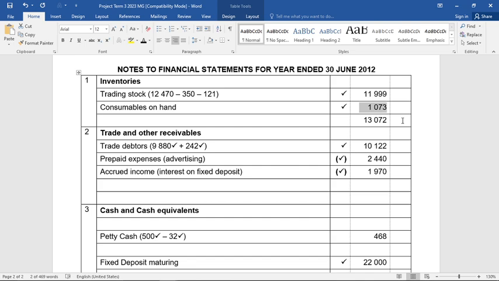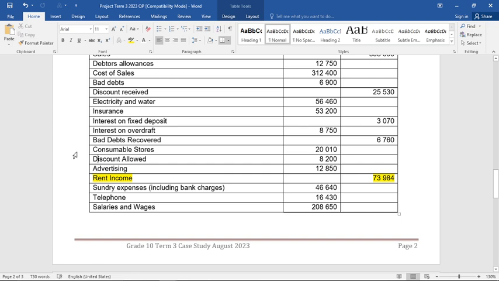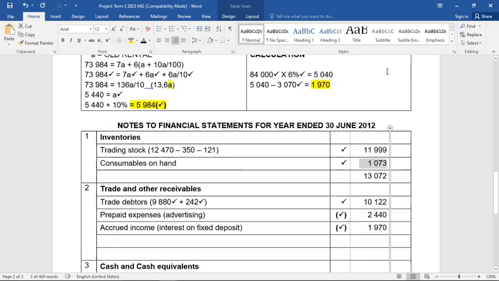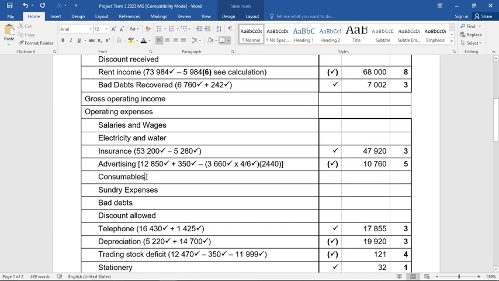The 1073, however, is telling you that you have not used consumable stores to the value of 1073. It means that the consumable stores figure in your list of figures there, 20010, is too big. You can't expense an amount that hasn't yet been used. So we go to our income statement, we go to consumables, or consumable stores if you like, and we'd have to process the amount by minusing this 1073. So 20010 minus 1073 leaves us with the correct amount of consumable stores that we've used this year.